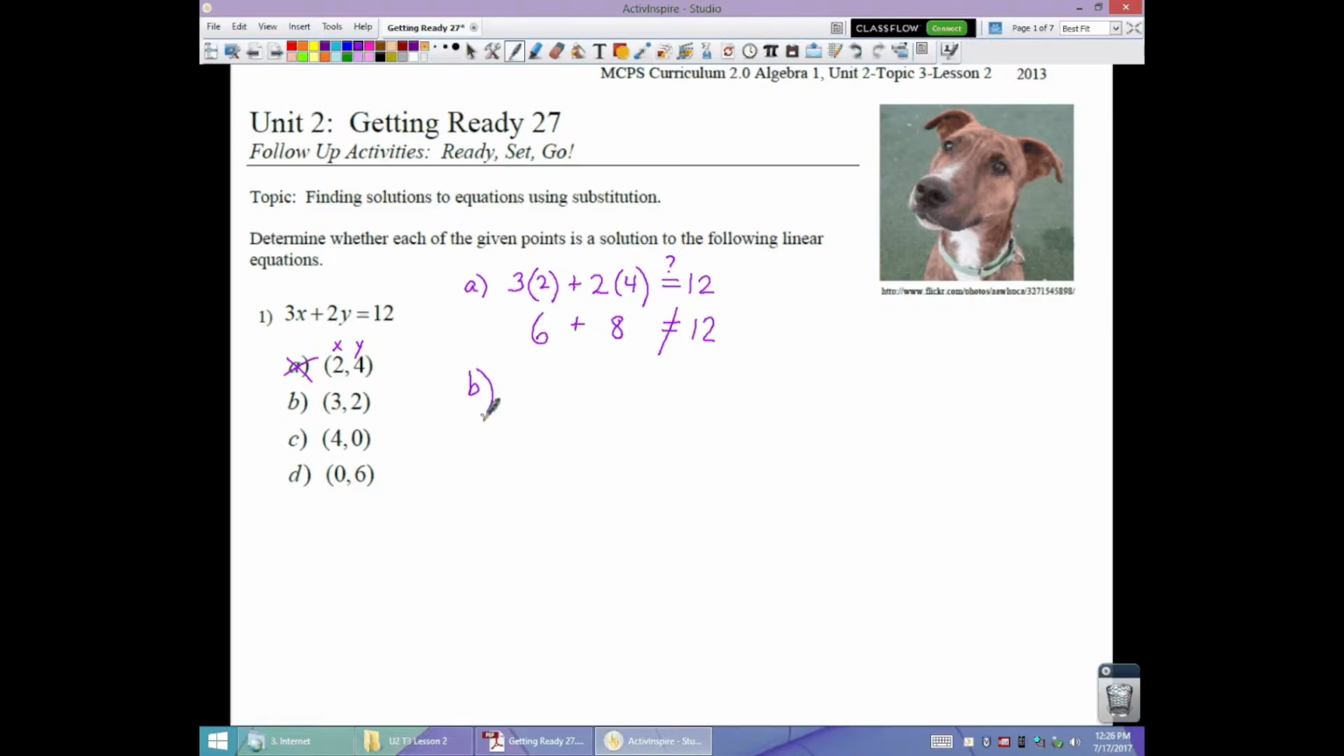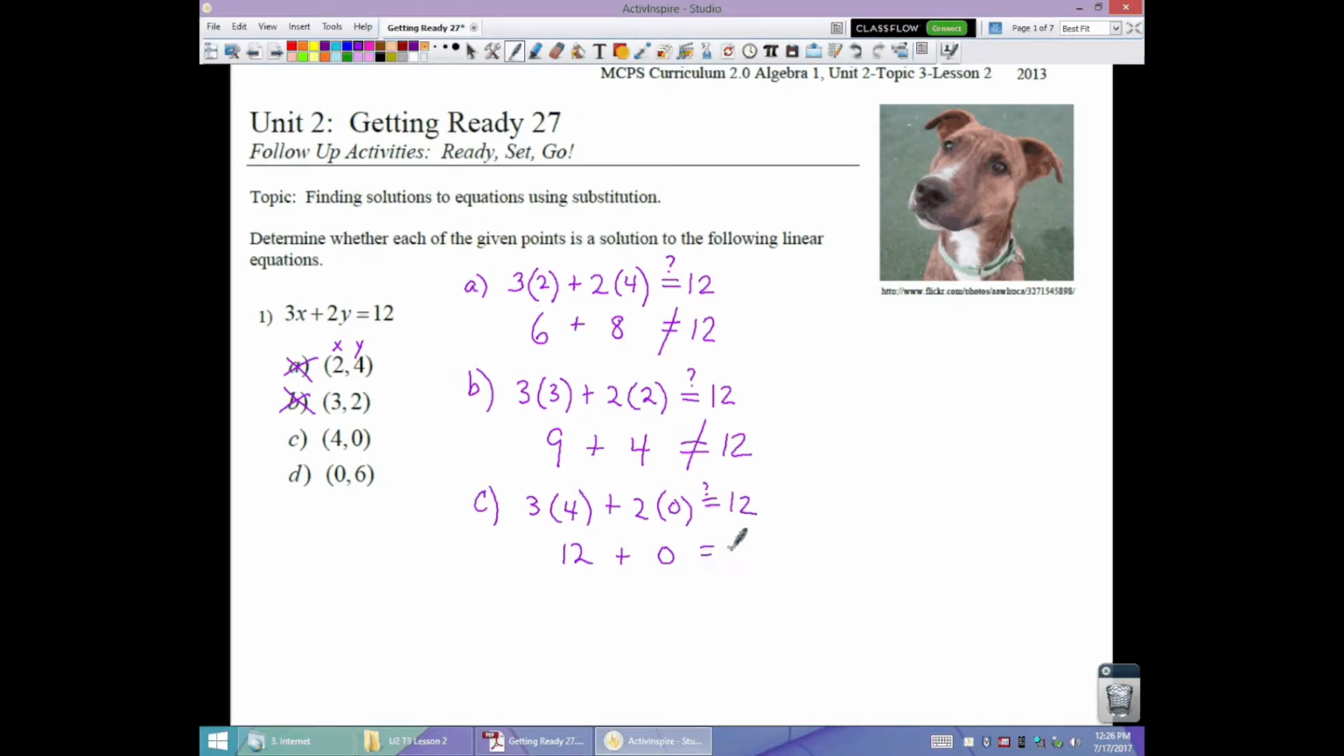For part B, we substitute 3 for the x and 2 for the y. And again, does it equal 12? So 9 plus 4 equals 12. That is not true. So B is not a solution either. Part C, we substitute 4 for the x and 0 for the y, and ask, does that equal 12? 3 times 4 is 12, 2 times 0 is 0, so we're saying that 12 plus 0 is 12. And yes, it is. So that one worked.